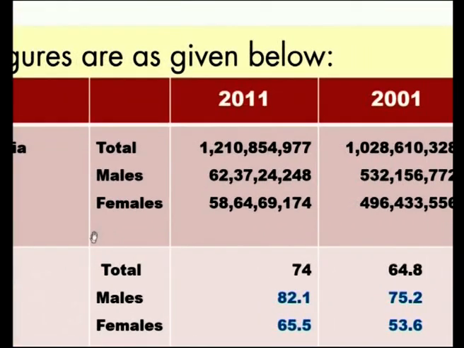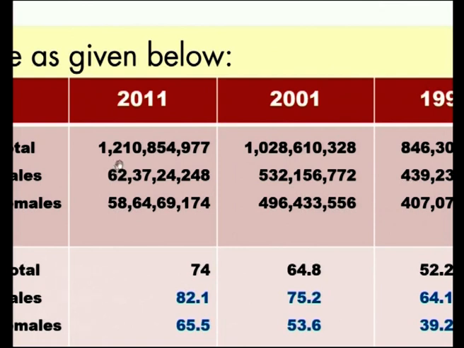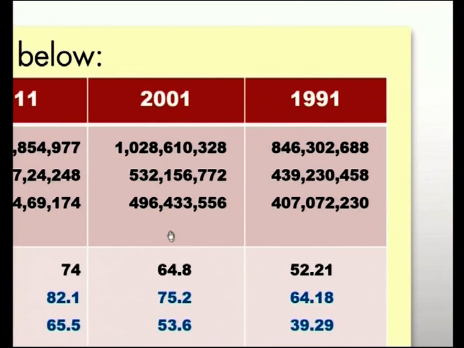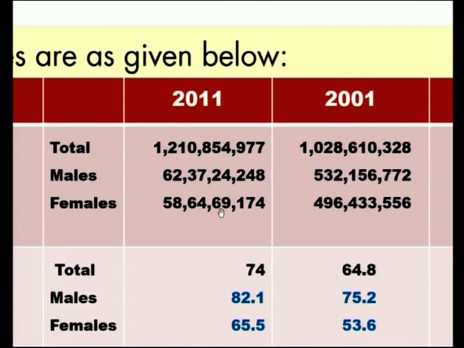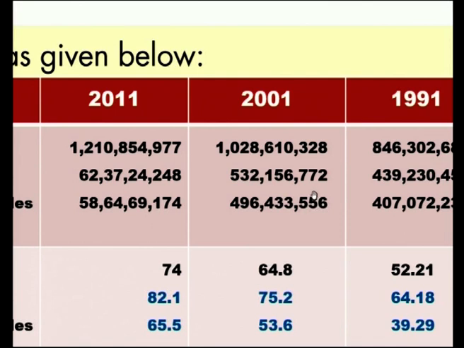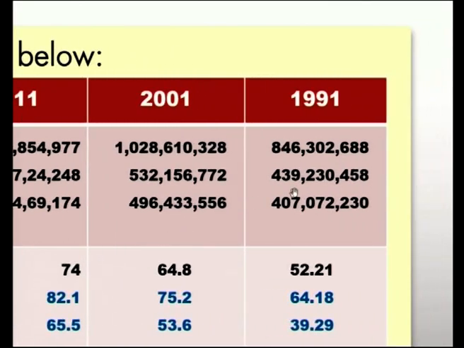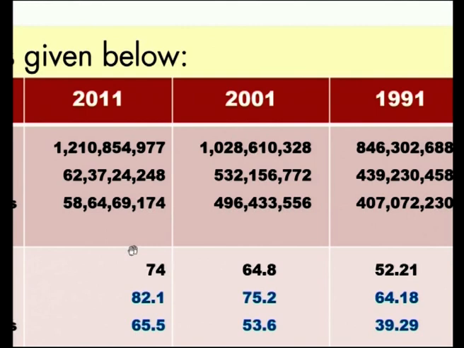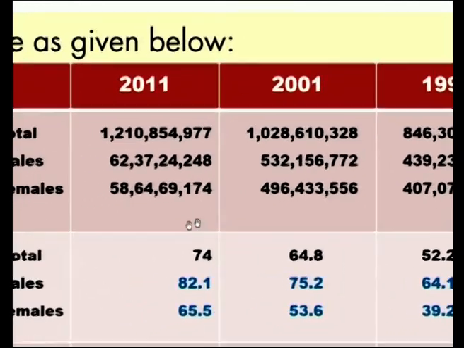Population of India total is 1,210,854,977 in 2011, 1,028,610,328 in 2001, and in 1991 it was 846,302,688. Males are 623,724,248 in 2011, 532,156,772 in 2001, and in 1991 it is 439,230,458. Likewise, you can see the figures of the females in 2011, 2001 and 1991.